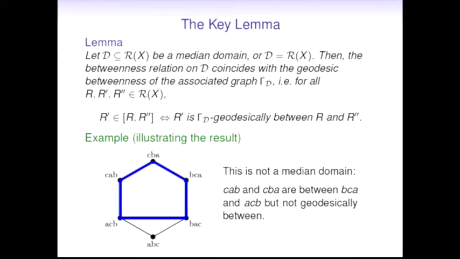And the key lemma, a surprisingly difficult one, is that if we have a median domain, or alternatively another good case where you have the whole permutahedron, then the betweenness relation on D is the same as geodesic betweenness in the associated graph. So let me show you on this example.